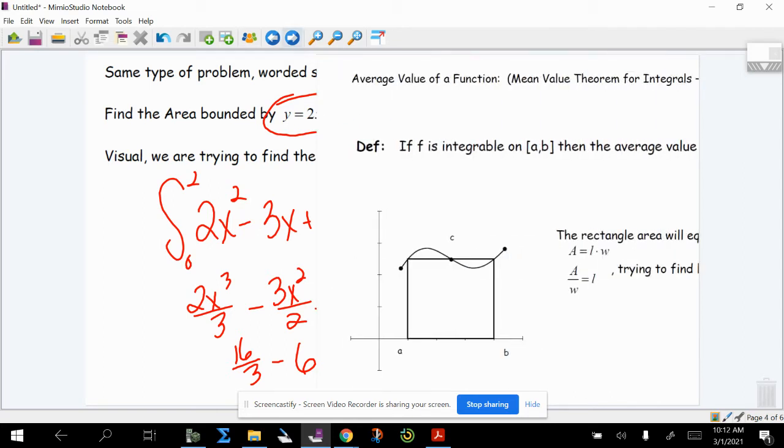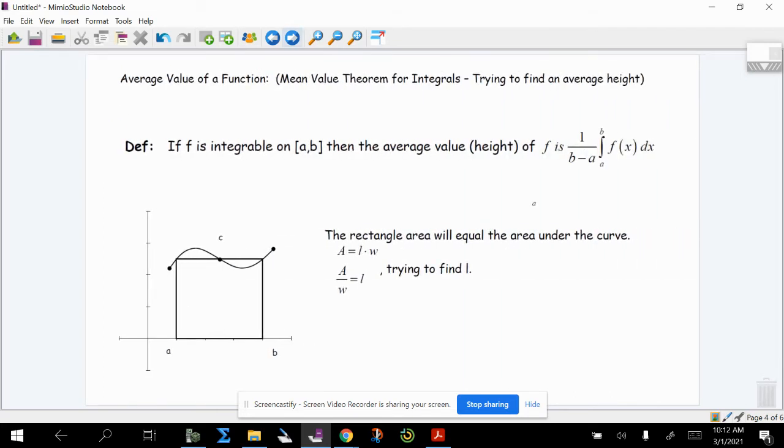The second application is finding something called average value of a function. Very, very common AP topic. They tend to ask about it a lot. They're very direct when they ask you to find it. They will actually use the phrasing, find the average value of this function.